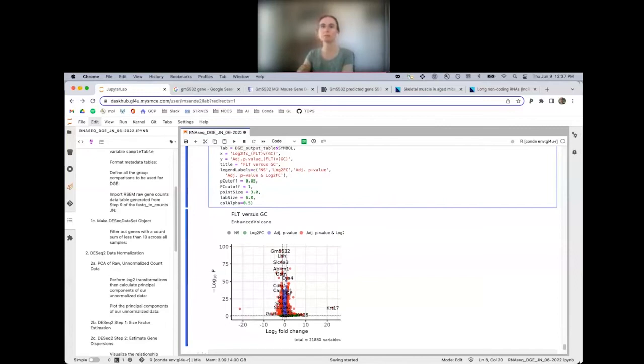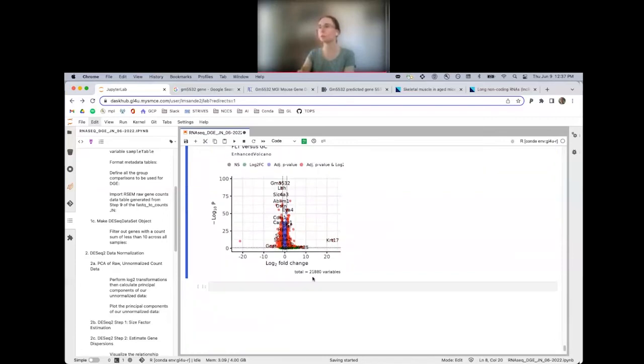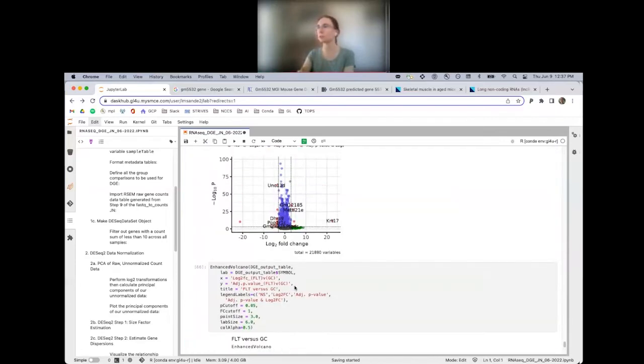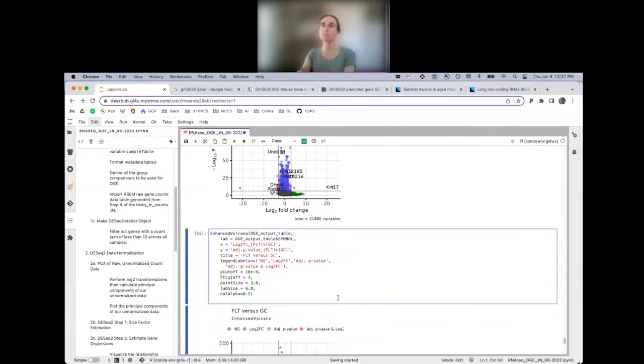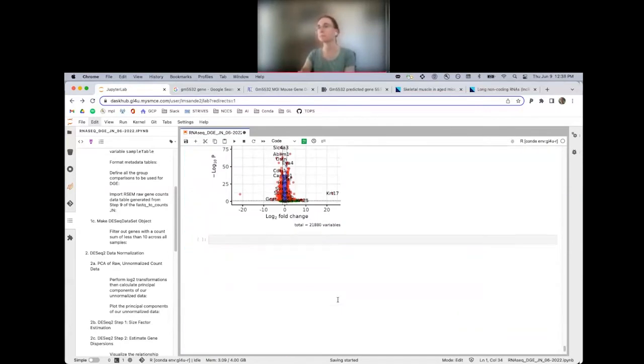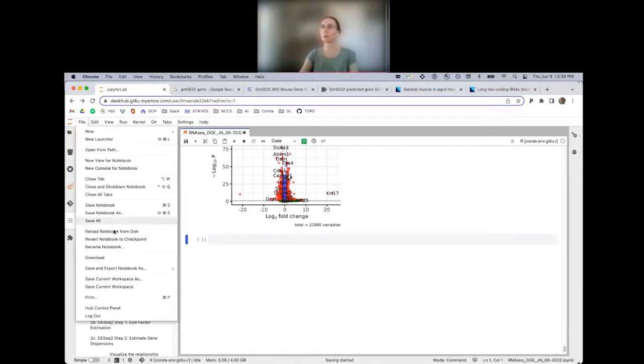Anybody else? Any questions about volcano plots or differential gene expression analysis in general? All right, great. Great job, everyone. So this brings us to the end of our DGE notebook. You can go ahead and save it by going to File, Save and Export Notebook As, and select HTML, and that'll save this notebook somewhere on your local computer.